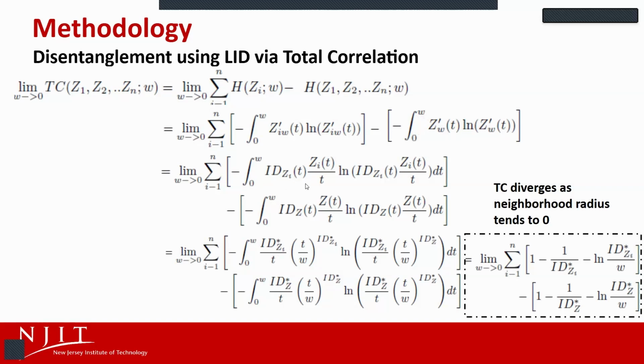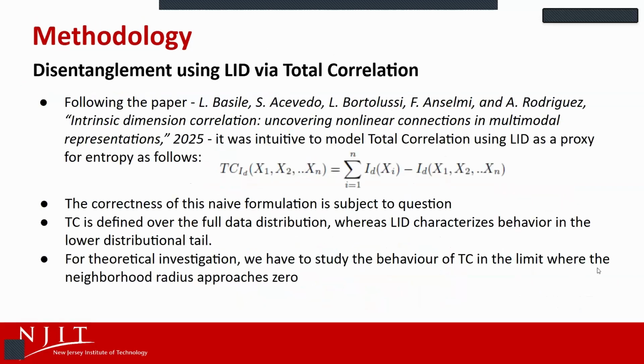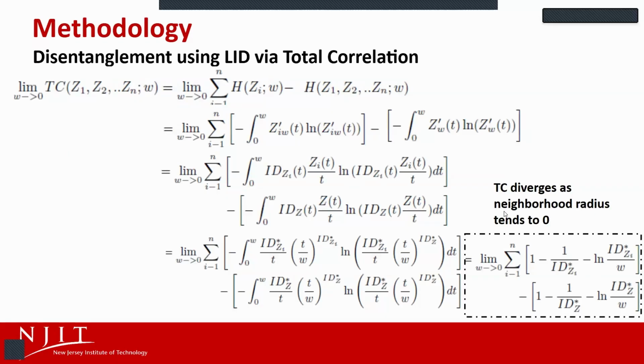So as we go down the equation and derive, we finally reach this point where we can clearly see that when W reaches 0, this formulation diverges. So there is no definition of TC in terms of LID because TC diverges as the neighborhood radius tends to 0. Thus, our assumption is wrong and not theoretically sound. But for the sake of exploration and investigation, I still went on to implement this naive formula and observe what results we can get, which I will discuss in the results section.